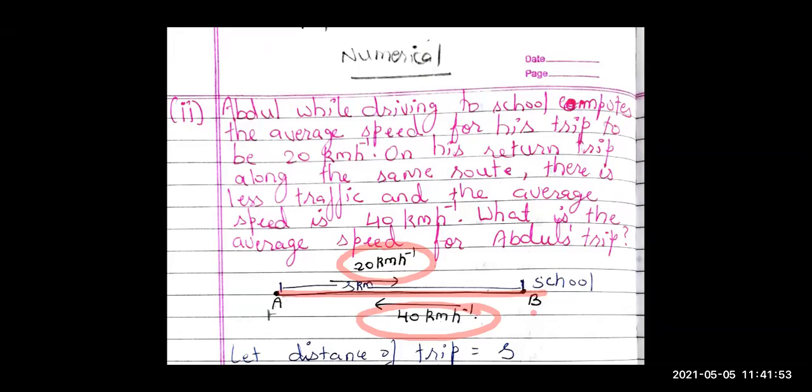What we want to find? We need to find the average speed for Abdul's trip. So here you can see that the velocity is changing by non-uniform rate. The velocities are not same. So the formula for average speed you are going to use is total distance by total time. So here you have to find the total distance and time taken during the journey. So let's start with finding the total distance and time.